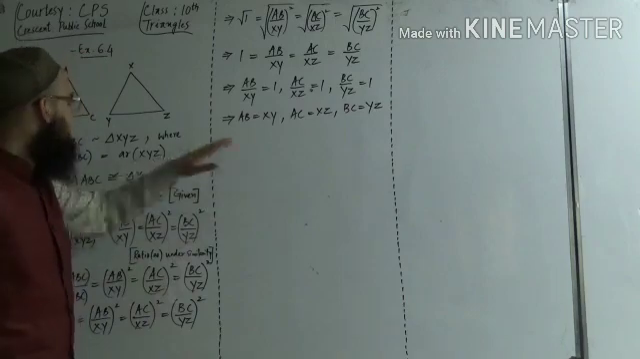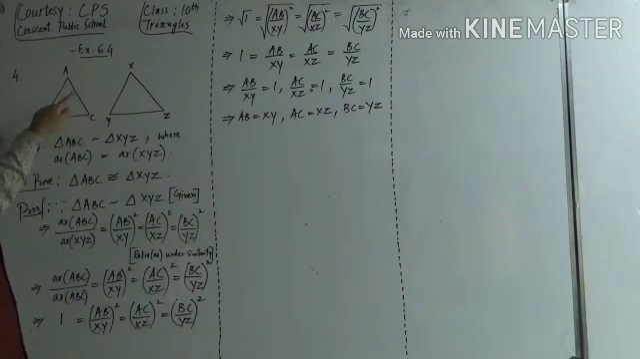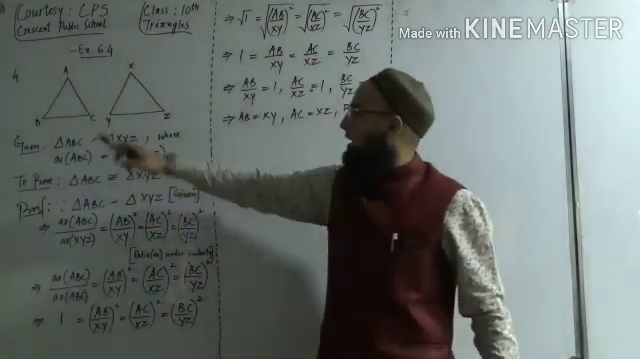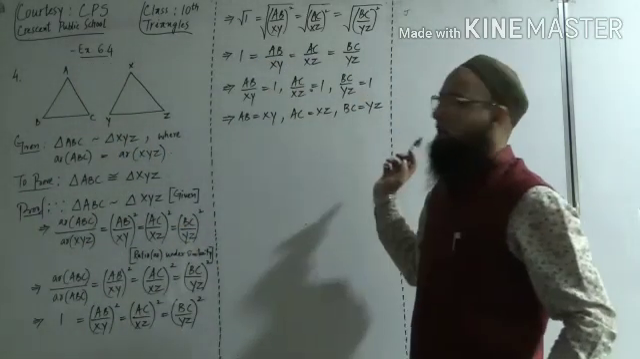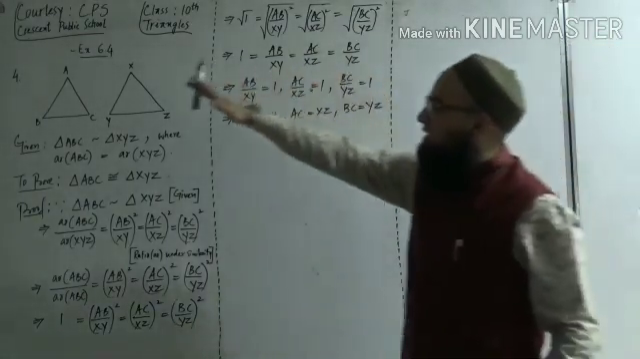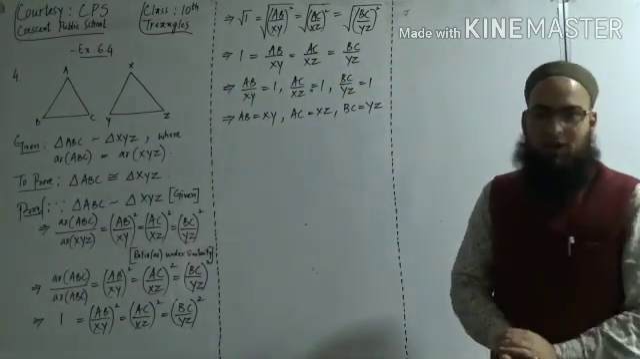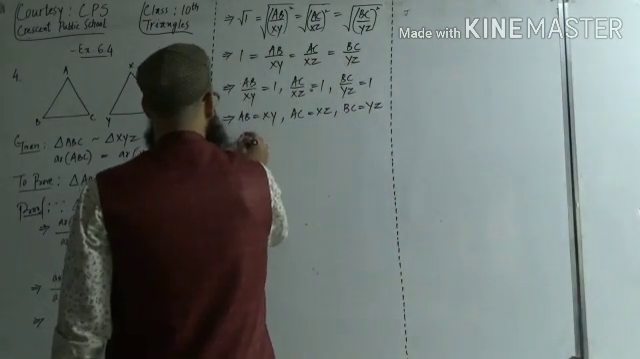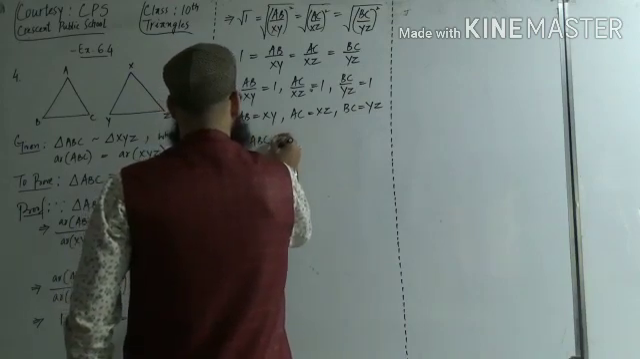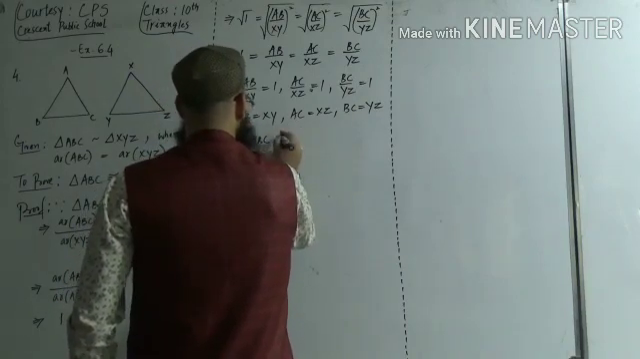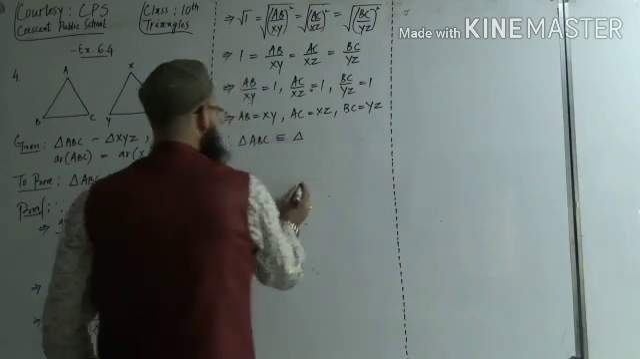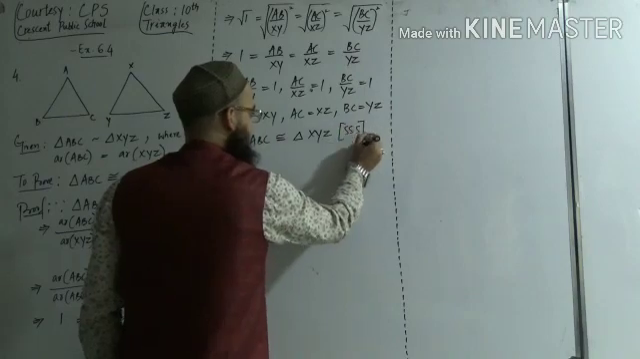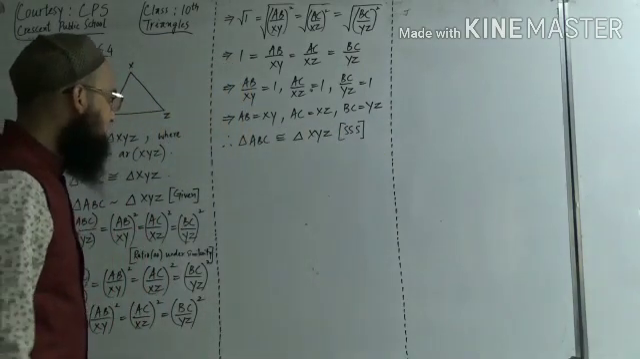Got it? Now if you pay attention, AB is equal to XY, AC is equal to XZ, and BC is equal to YZ. That is nothing but all sides of ABC are equal to all sides of XYZ. That means by SSS, these triangles are congruent. Therefore, triangle ABC is congruent to triangle XYZ by SSS congruency. Hence proved.